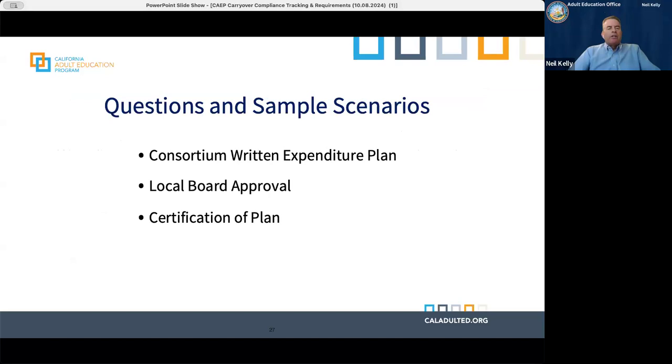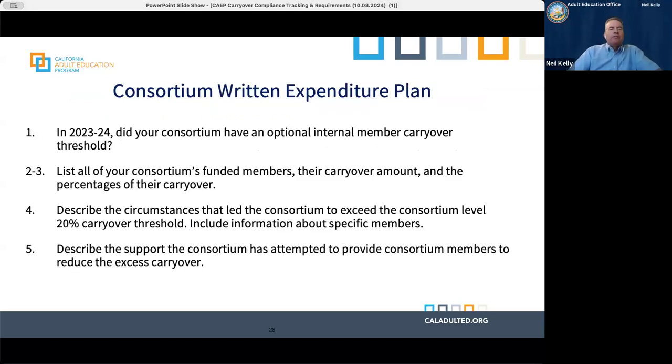All right, so let's get into the written expenditure plan. Question 1. Okay, I'll go over these quickly. We'll see if it makes sense to you. You can always ask questions. So in 23-24, did your consortium have an optional internal member carryover threshold? That's pretty easy. You either did or you didn't. So you can answer that one.